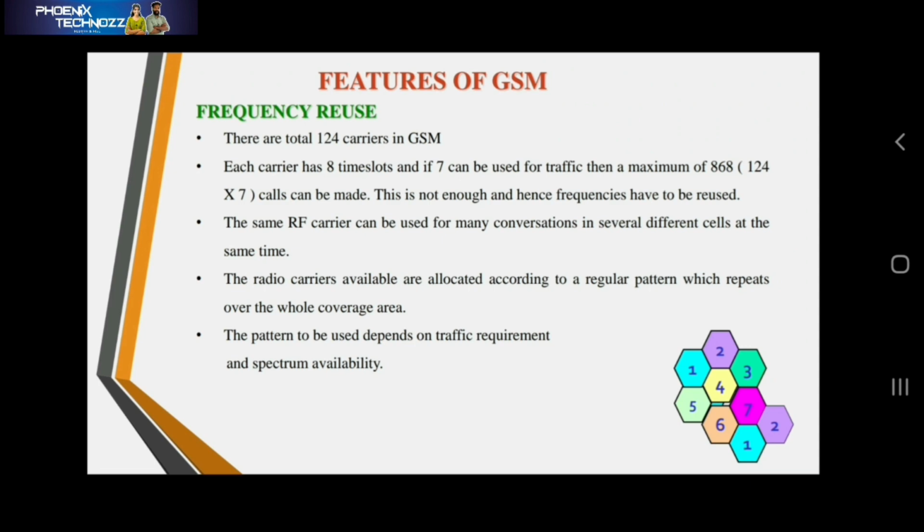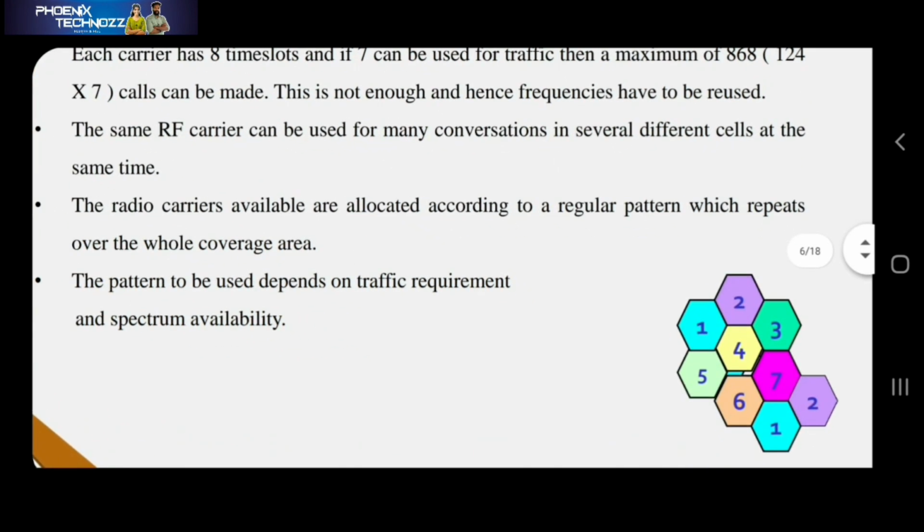Let's see this figure. Here the same color shows the same frequency used by different cells, but they are not adjacent to each other. So there won't be any interference between different cells. So we can use the same frequency by allocating the same frequency to the non-adjacent cells.